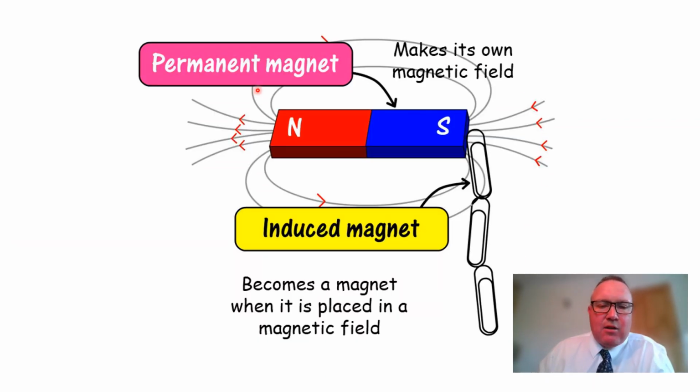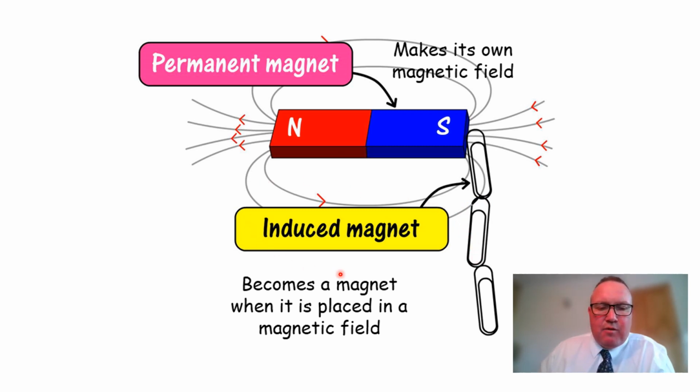Now a magnet which always has a magnetic field is called a permanent magnet. But some objects can become magnetic when we put them into that field. For example, when we put paper clips on the end of a magnet, they become magnetic and they are able to attract other paper clips.